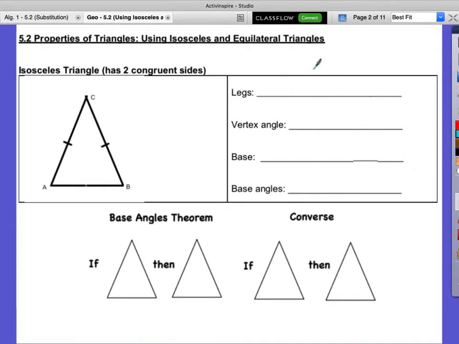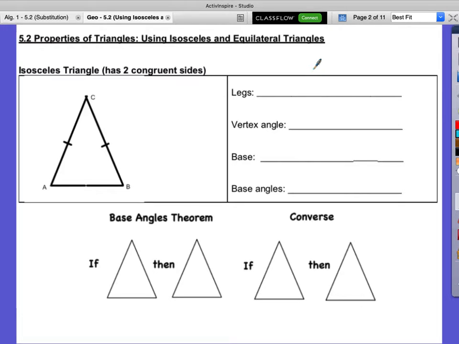So, geometry, let's go through our learning target today, Thursday the 9th of January. Students will be able to, that's you guys, find measures of isosceles and equilateral triangles. So in section 5.1, we talked a large amount about just triangles in general.